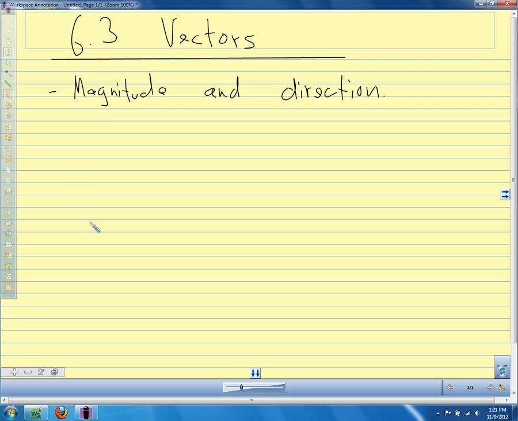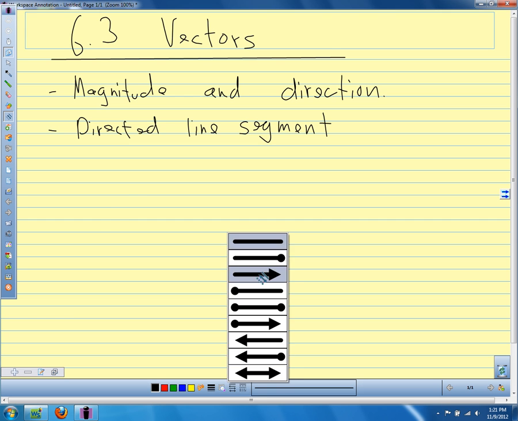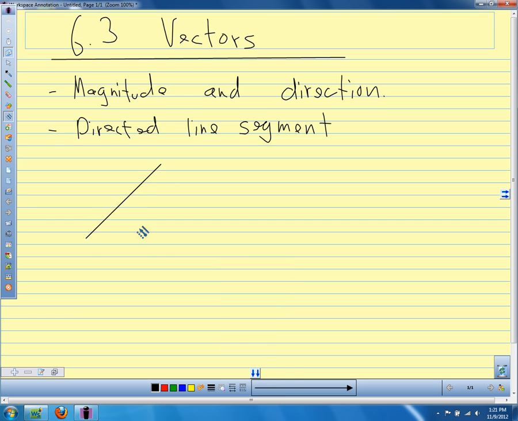The way we think of vectors, the way we visualize them, is a directed line segment. And we usually draw a vector as an arrow. So there's my vector. We put an arrow at one end. That tells us our direction.